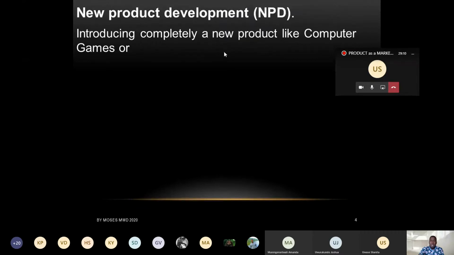You can introduce a completely new product, or you can improve the existing one, or you can leave it. So we have 3 ways here.